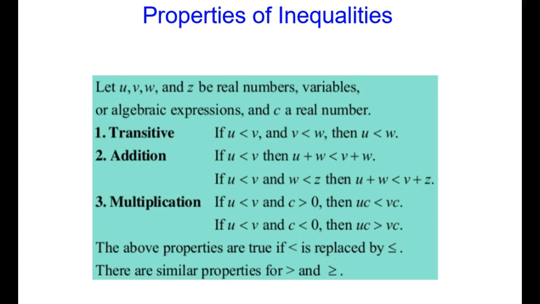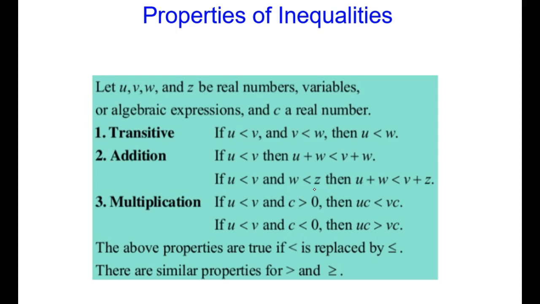If u is less than v and v is less than w, then u must be less than w. The addition property, if u is less than v, then u plus w is less than v plus w. As long as we're adding the same value to both sides of the equation, that's going to hold true. Also, if u is less than v and w is less than z, then u plus w is going to be less than v plus z. If we're adding the 2 smaller values together, they will be less than the 2 larger values added together.